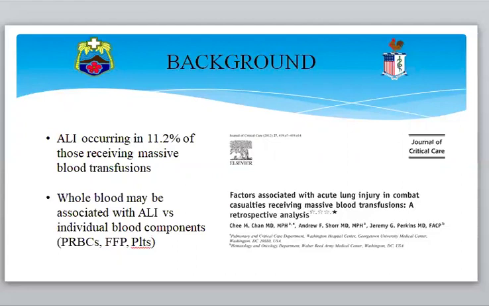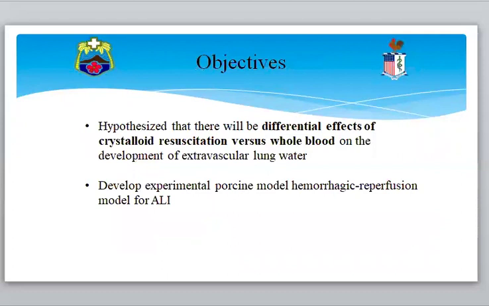They found warm, fresh whole blood to be independently associated with acute lung injury, although this may have been confounded by increased injury and crystalloid use in those patients. To further investigate this, we examined the effects of whole blood and crystalloid on extravascular lung water in an experimental porcine model.